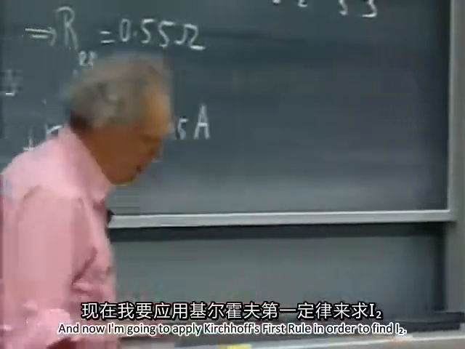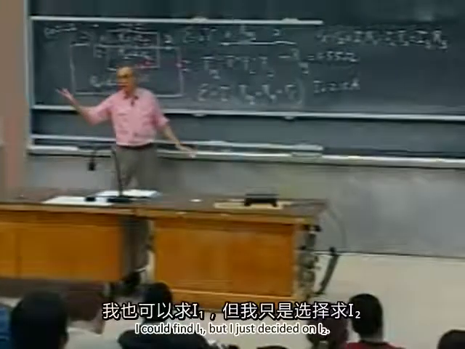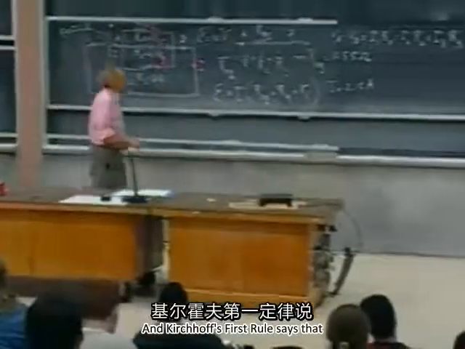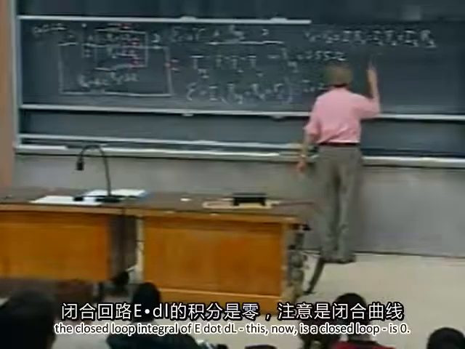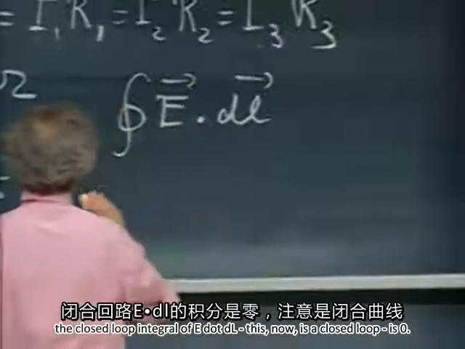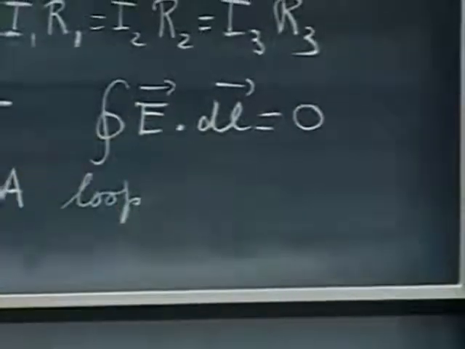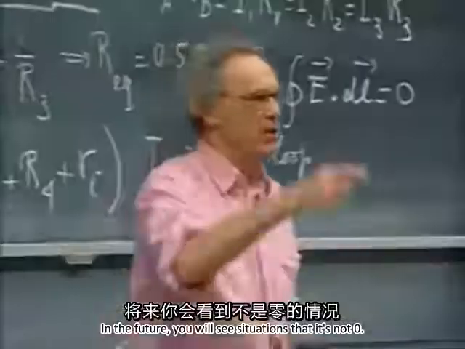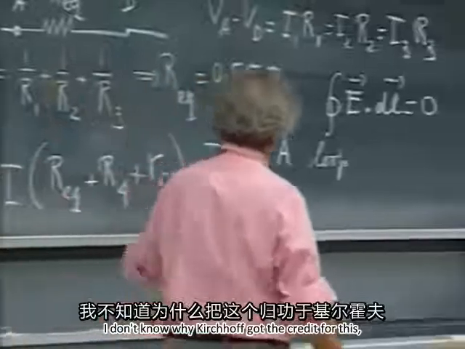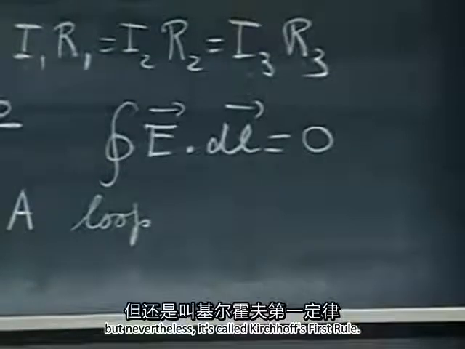And now I'm going to apply Kirchhoff's first rule in order to find I2. I could have found I1, but I just decided on I2. And Kirchhoff's first rule says that the closed loop integral of E dot dl, this now is a closed loop, is 0. In the future, you will see situations that it's not 0. Here, it's 0. I don't know why Kirchhoff got the credit for this. This was long known before him, but nevertheless, it's called Kirchhoff's first rule.